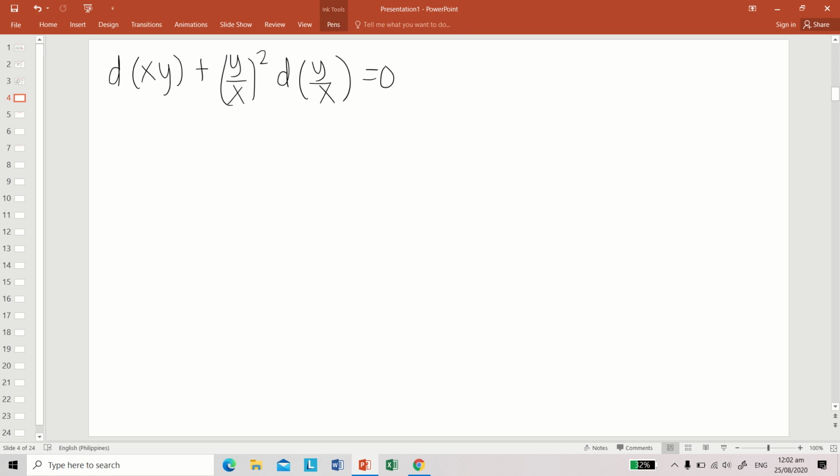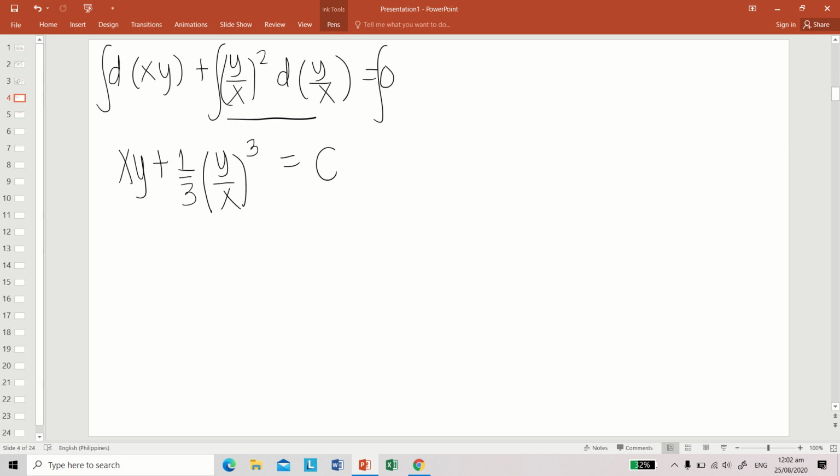By doing that, integrating both sides of the equation, we're going to have xy plus, so this one we will use power rule. So we will have 1/3 quantity y over x cube, and then is equals to c. So by simplifying our equation, our solution, we're going to have xy plus 1/3 and then y cube all over x cube is equals to c.